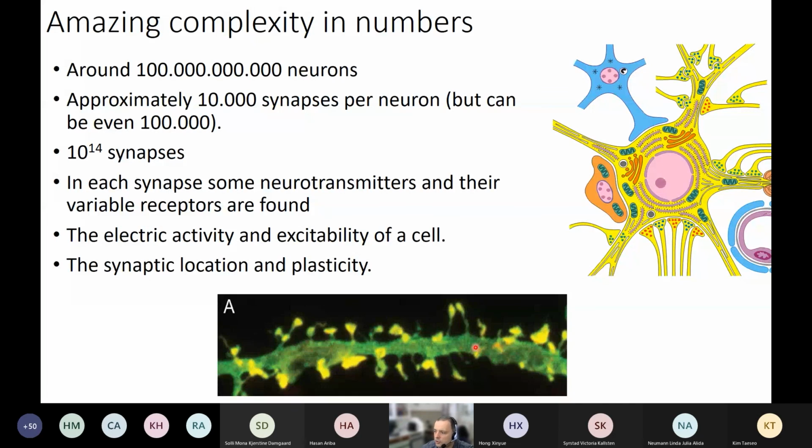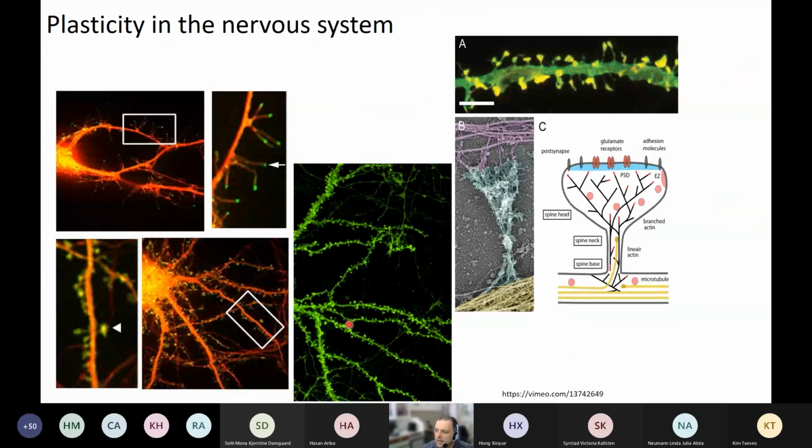And you shouldn't think that these dendritic spines are always there. They may develop and they may disappear within hours. And here I have some really nice images showing developing and disappearing dendritic spines, which then explain why we can learn new things and why sometimes we keep forgetting some information.